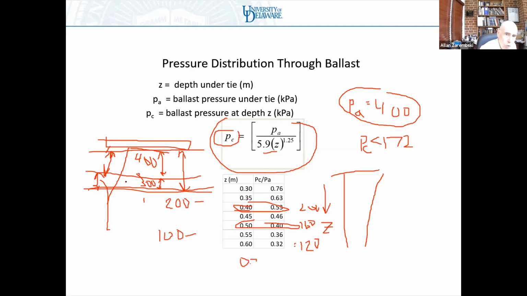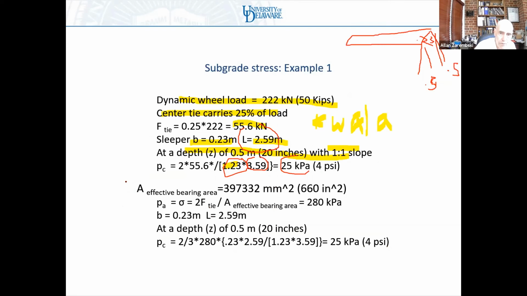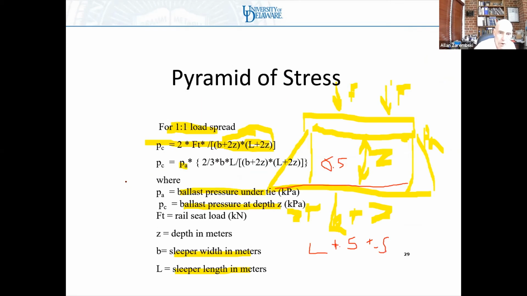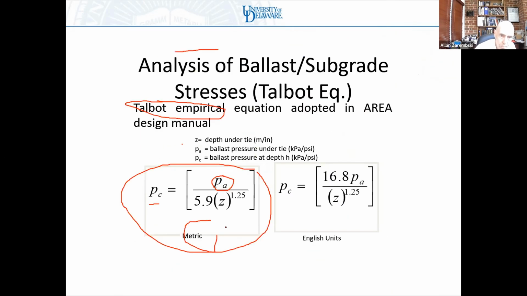Now, I warn you that if you do the same problem using the pyramid of stress and using the Talbot equation, you will not get the same answer. The reason is exactly what the comment made before. When you do a pyramid of stress calculation, you have to assume a slope of this layer here. Typically you will not get the same answer as the Talbot equation, because the Talbot equation is more geared to about a 1 to 1.5 slope.